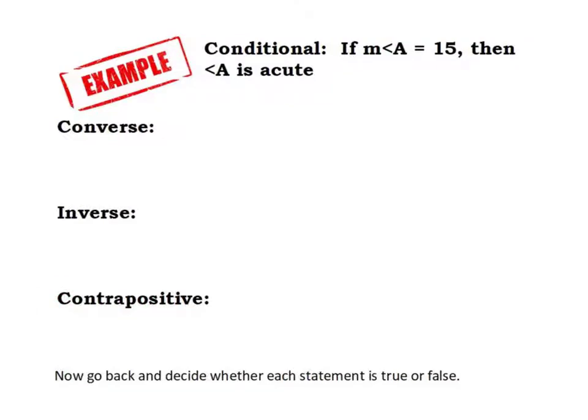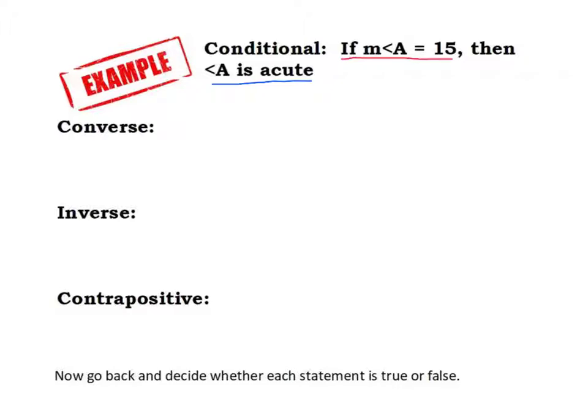We have a conditional. It says, if the measure of angle A equals 15, then angle A is acute. That's the conditional. I tried to make it short here because we're going to write all of these. This is your if, this is your hypothesis, and then this is the then, angle A is acute, that's the conclusion.